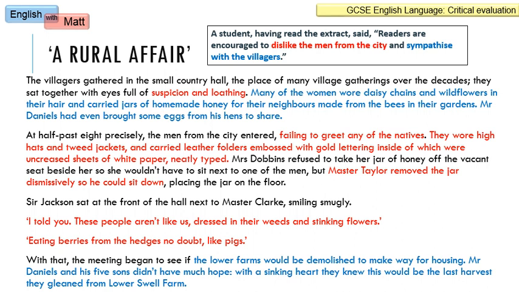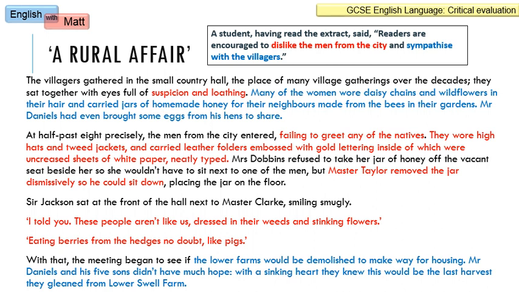At the bottom there, Mr. Daniels and his sons are the farmers, I presume, and they live on Lower Swell Farm. And it says, with a sinking heart, they knew that this would be the last harvest that they had, because they're going to demolish their farm and their home for housing. So Mr. Daniels and his sons might be homeless because of the way in which these men from the city want the land to build houses on for money and greed. So we feel sorry for him there, because what is a farm without land? What is a farm without a farmhouse? What is a farm without animals or crops? It's not a farm. And farming is not a job. It's often a way of life. And this is a way of life that, for Mr. Daniels at least, looks like it is at risk.